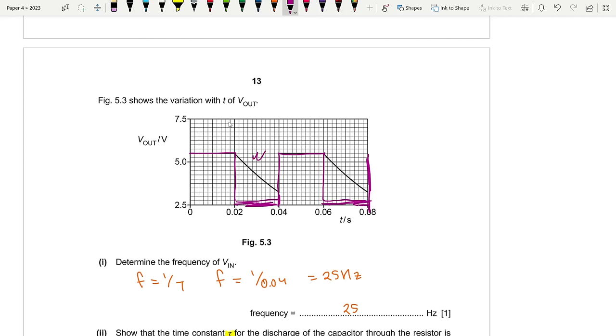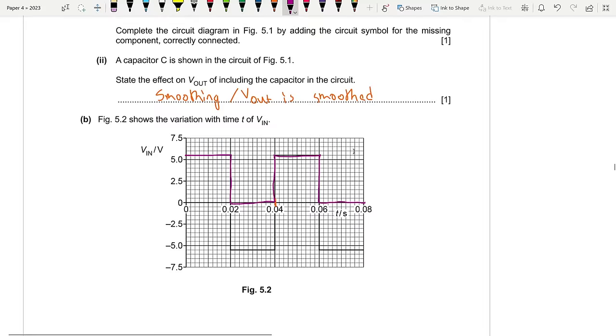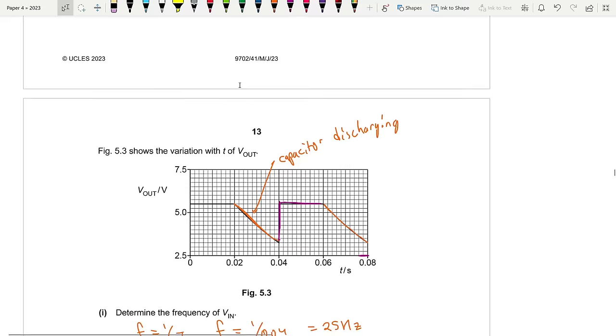However, due to the capacitor, rather than going down suddenly, it went down slowly. So this phenomenon of going down slowly, then going up again, then going down slowly, this overall process is called smoothing, okay? So this section is unique, this section over here. And during this section, this is the important part, the capacitor is discharging, and almost instantaneously, it is charged up again. So you need to appreciate the part where the capacitor is discharging. That's all you need to know.